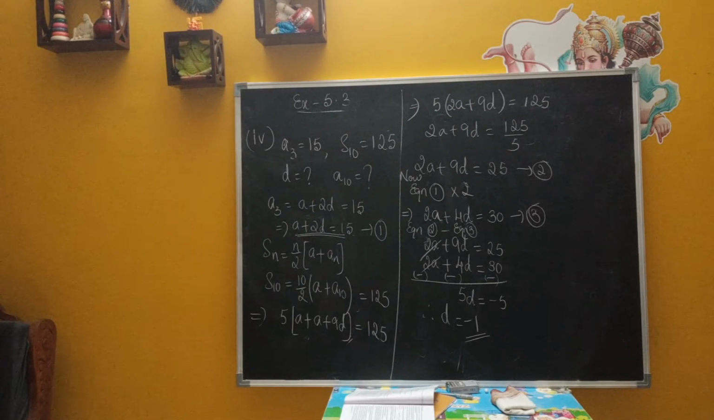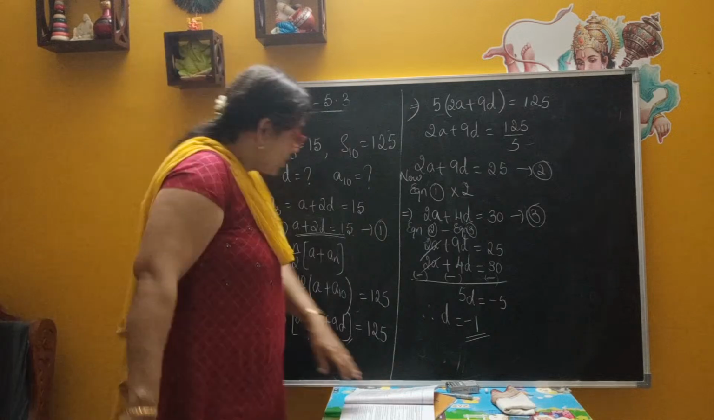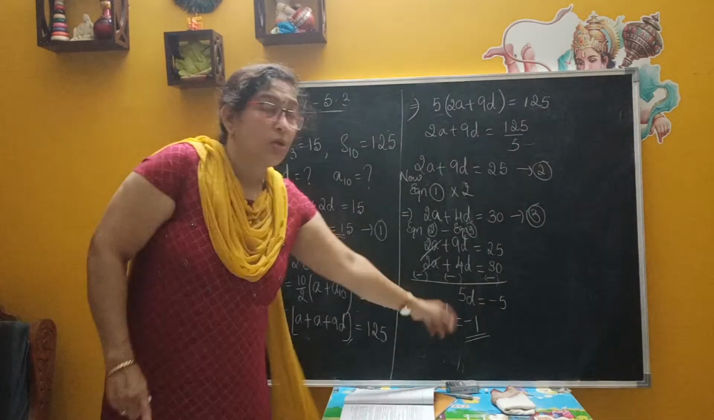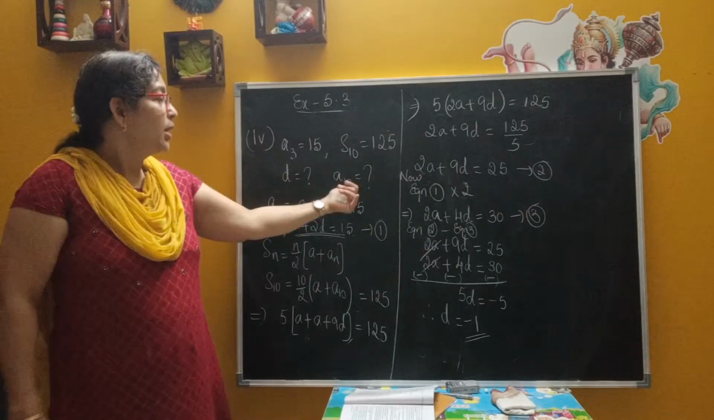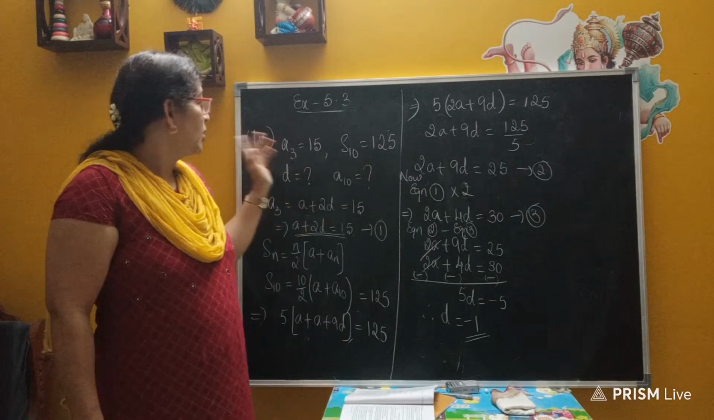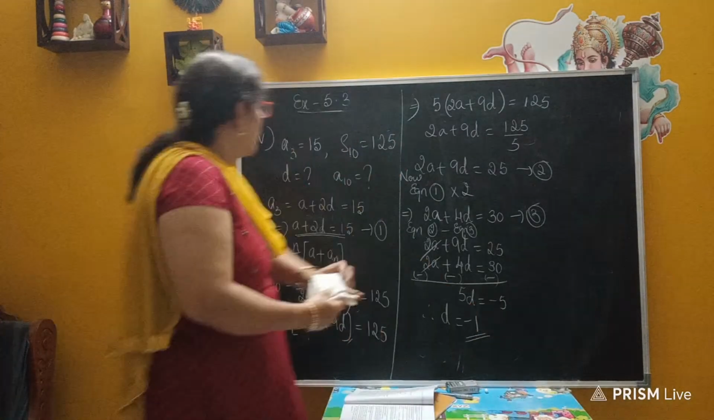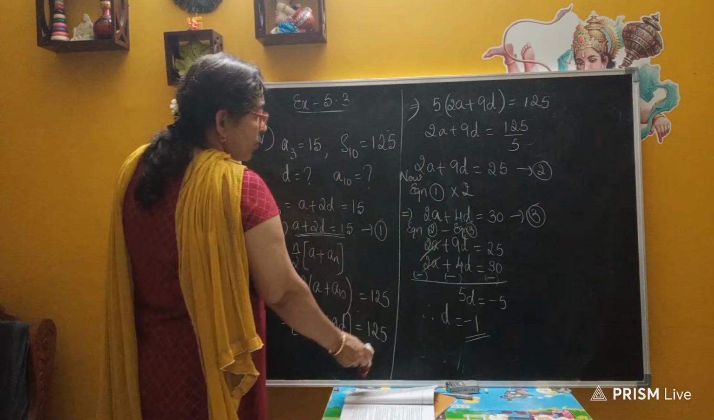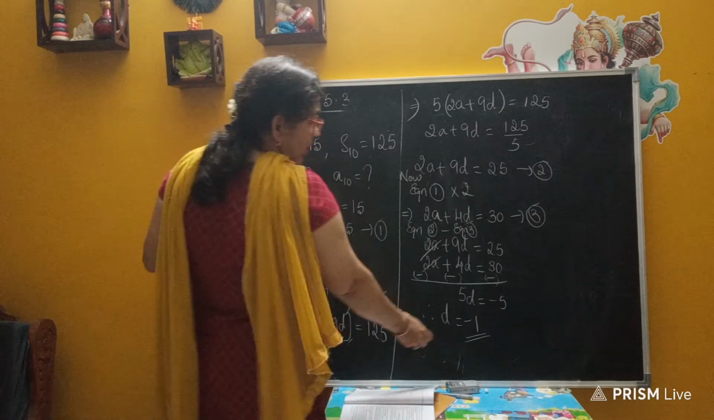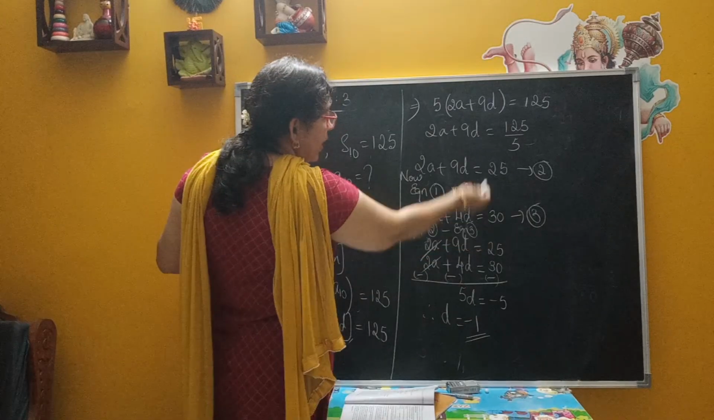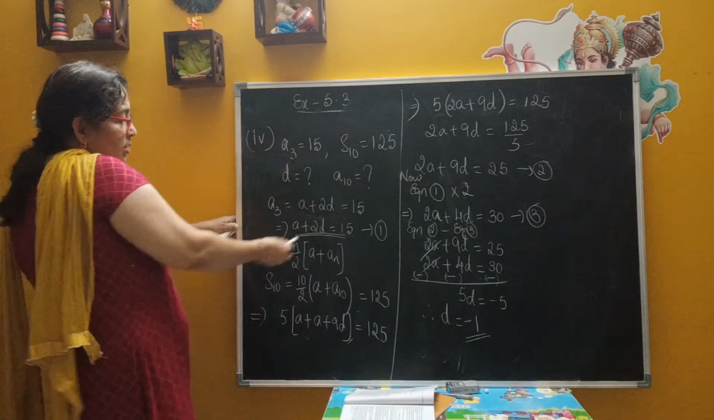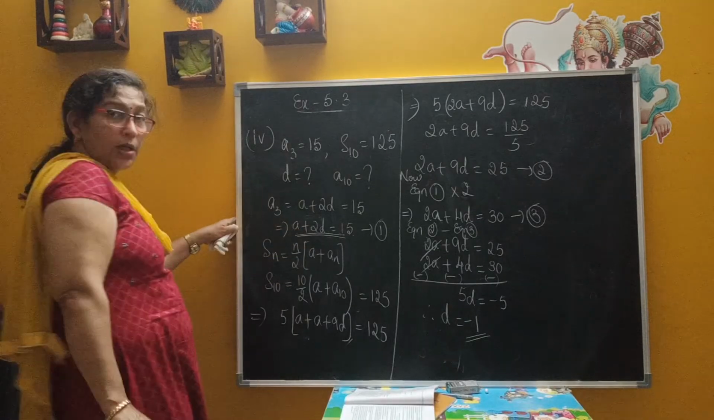Okay, now we got the value of D. D is equal to minus 1. Okay. Now let us find A10, because using this, how can you find A10 now? D is equal to minus 1. Substitute D is equal to minus 1 in any of these equations, either in 1 or 2 or 3, whichever is easy. Substituting in equation 1 is easy.